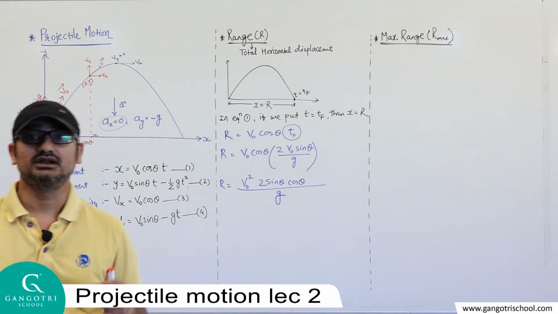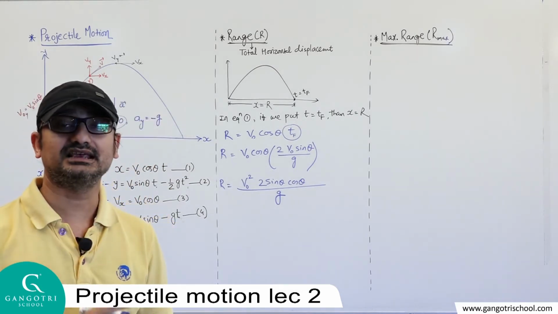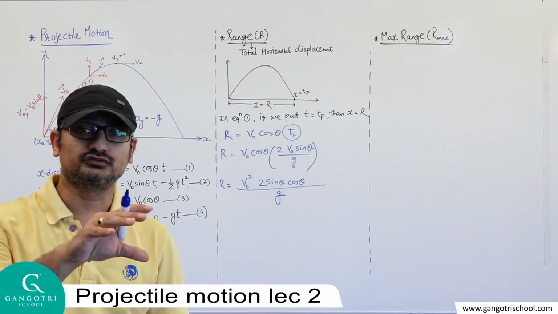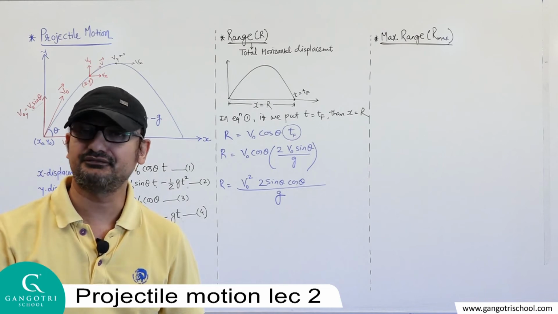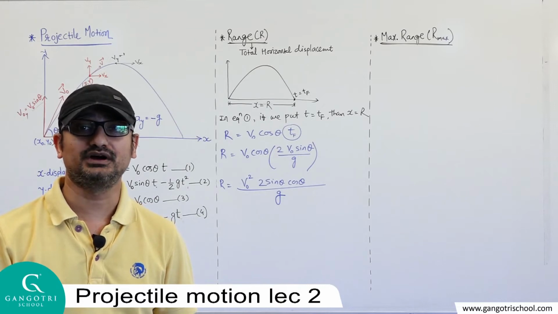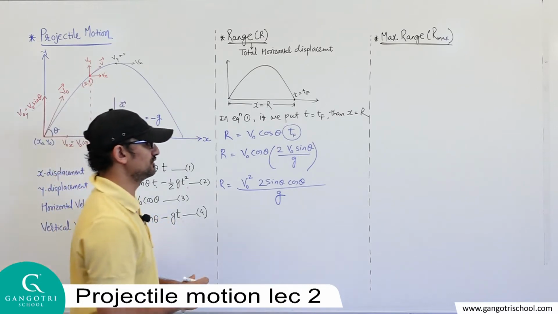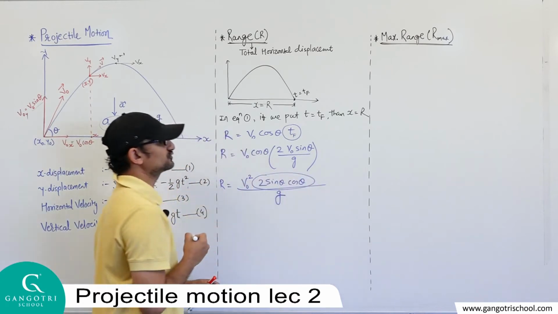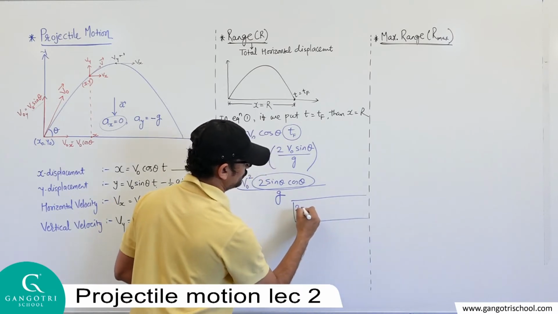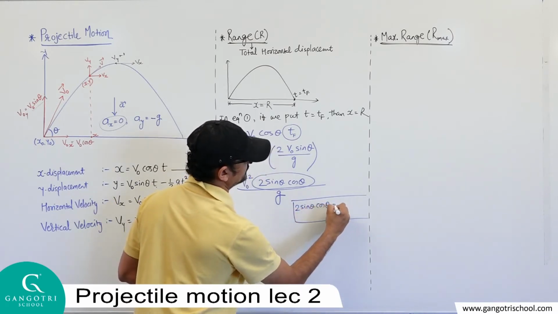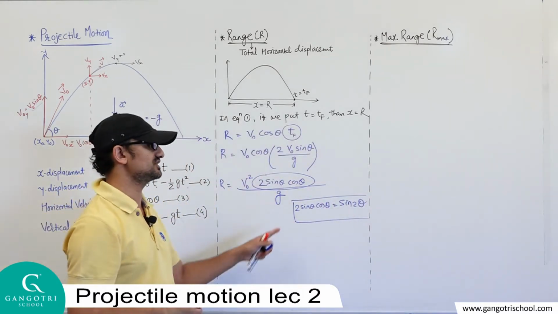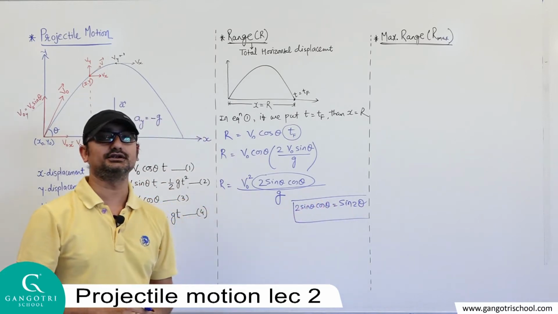Now please, dear students, you have to accept one mathematical formula right now without proof. Those of you who are in A group will definitely learn it in maths. But right now you have to accept this formula: 2 sin theta cos theta is equal to sin 2 theta. It's a formula of maths. You should accept this. Sin 2 theta means 2 sin theta into cos theta.